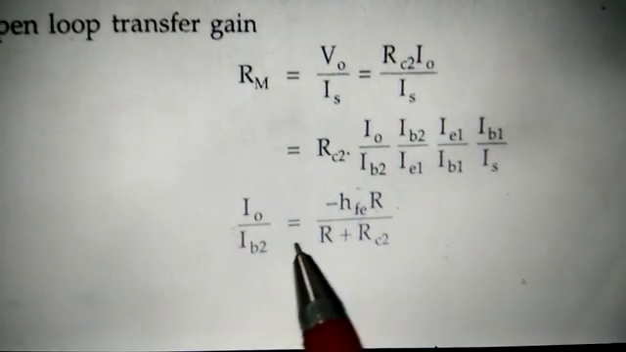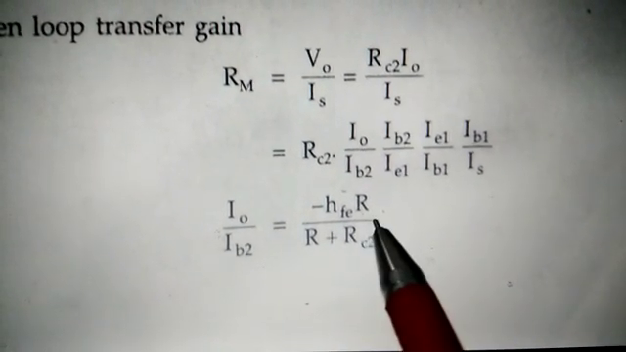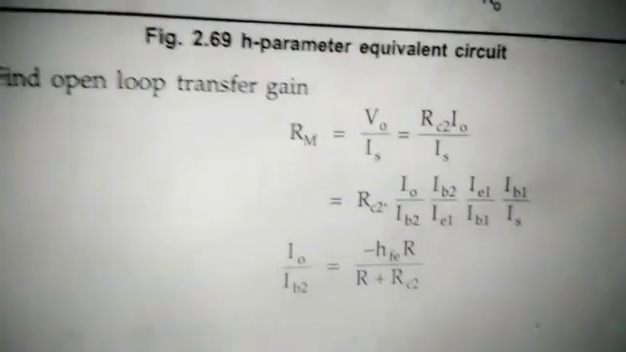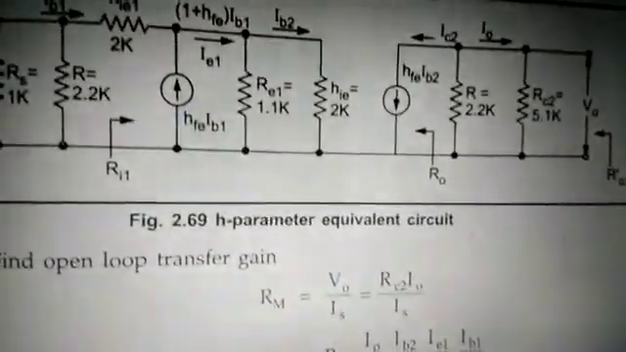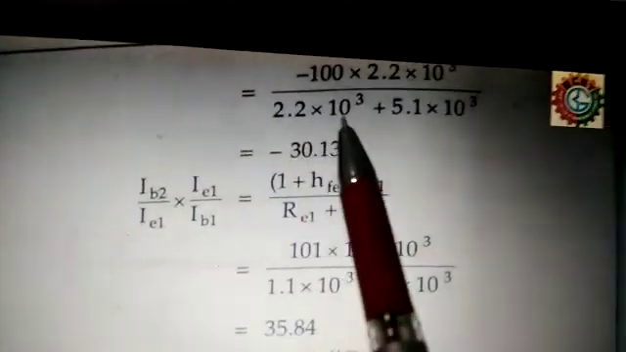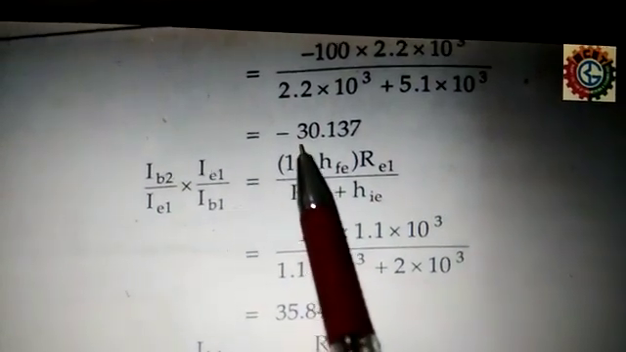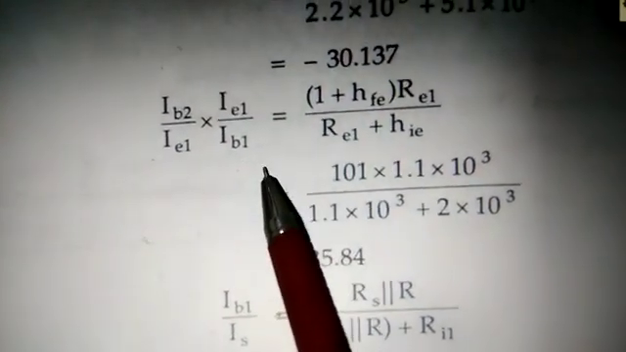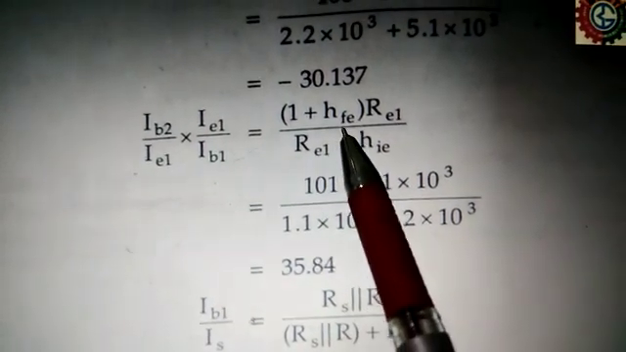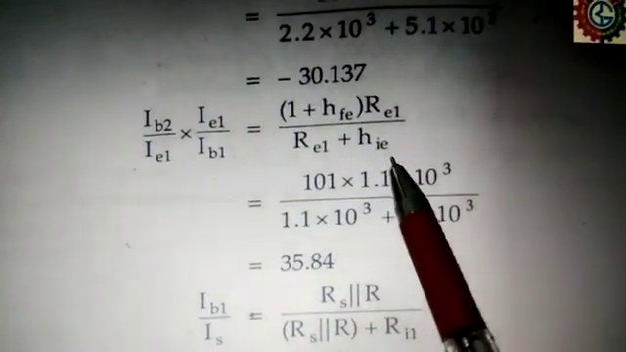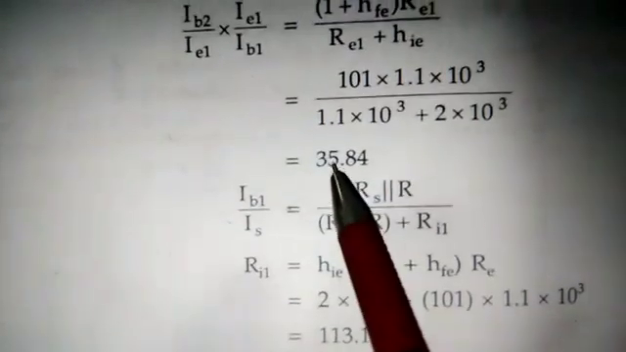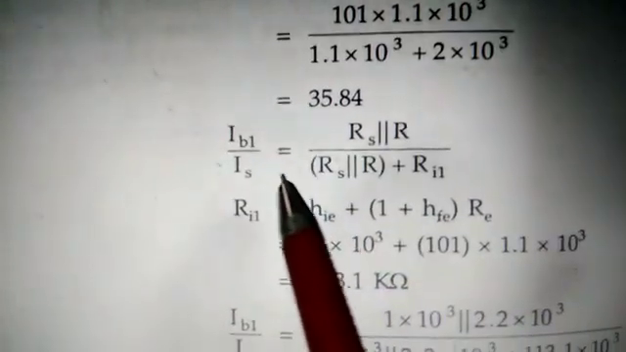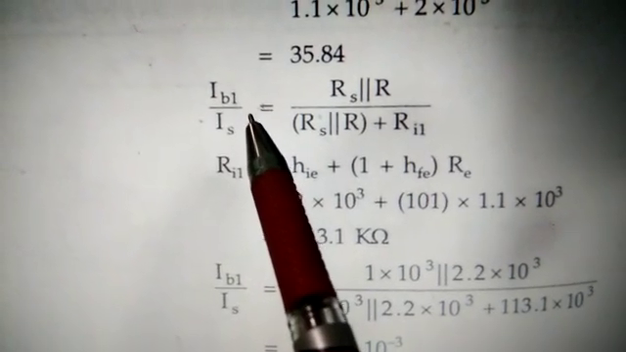So for the second transistor, the current gain is given by minus HFE into R upon R plus RC2. Now what is R? R is given as 2.2 kilo ohm. So you can calculate this value, put the values, you will get here minus 30.137. Now this factor, IB2 upon IC1 into IC1 upon IB1, is equal to 1 plus HFE into RE1 upon RE1 plus HIE. All values are known. Put these values, that is 30.84.